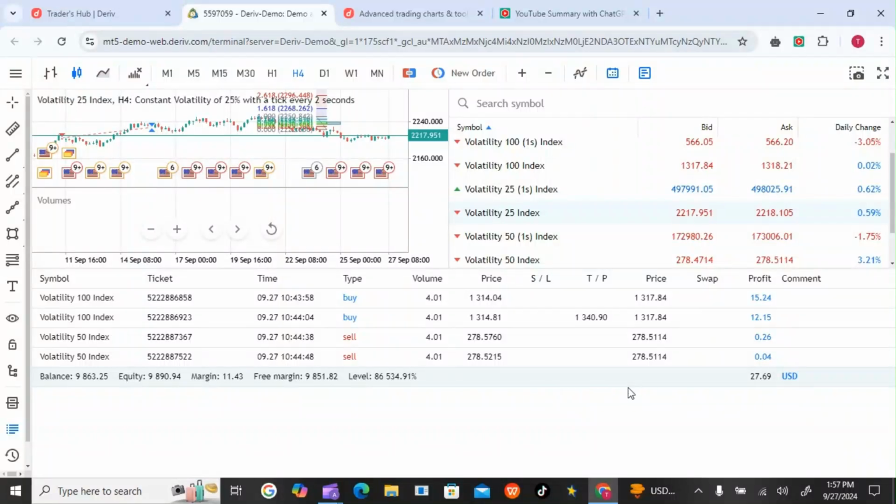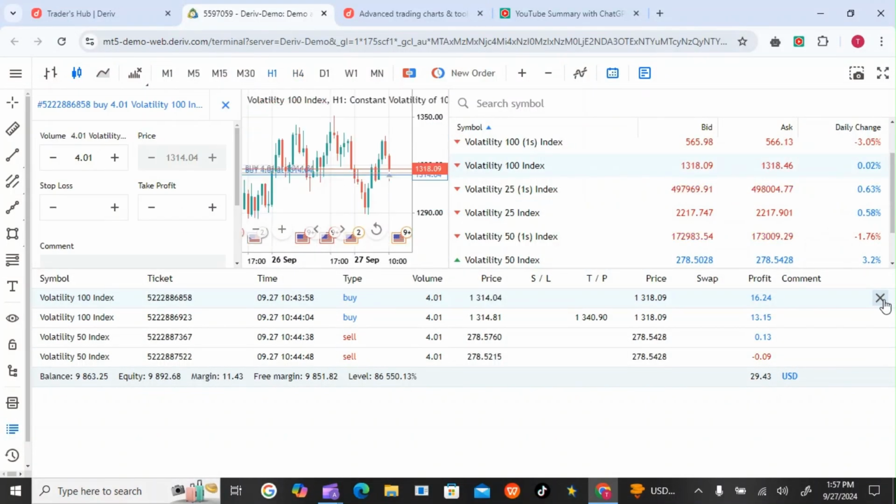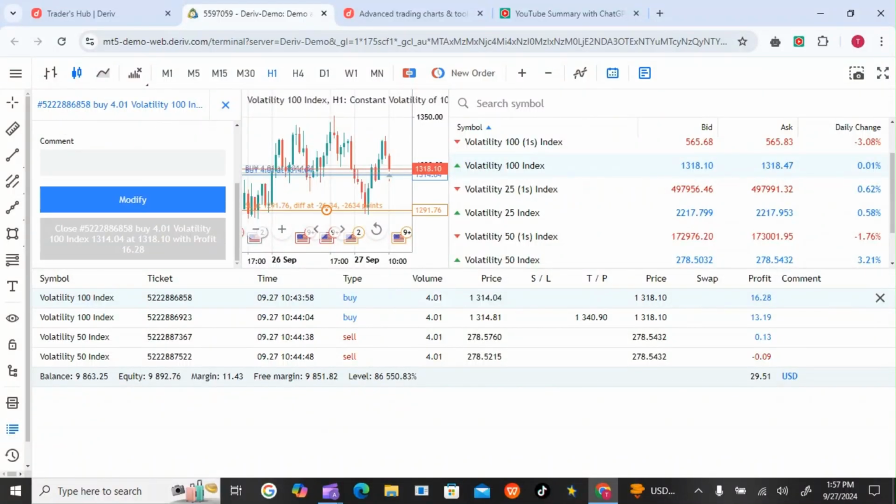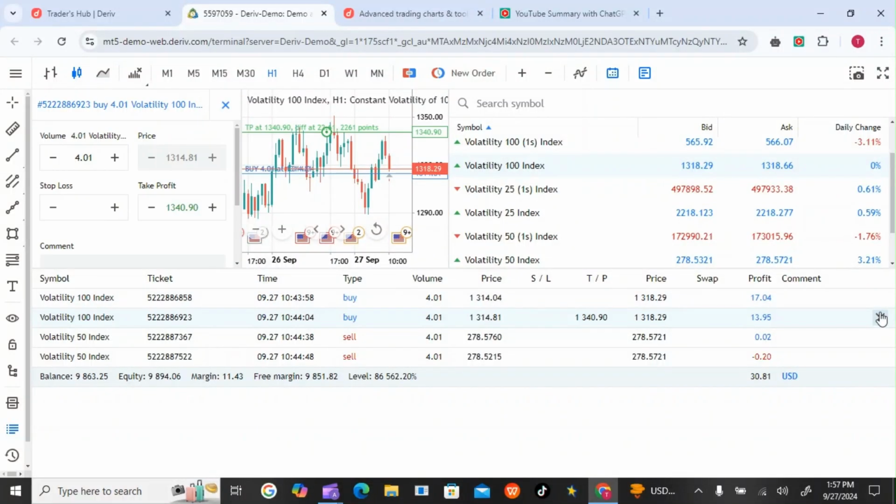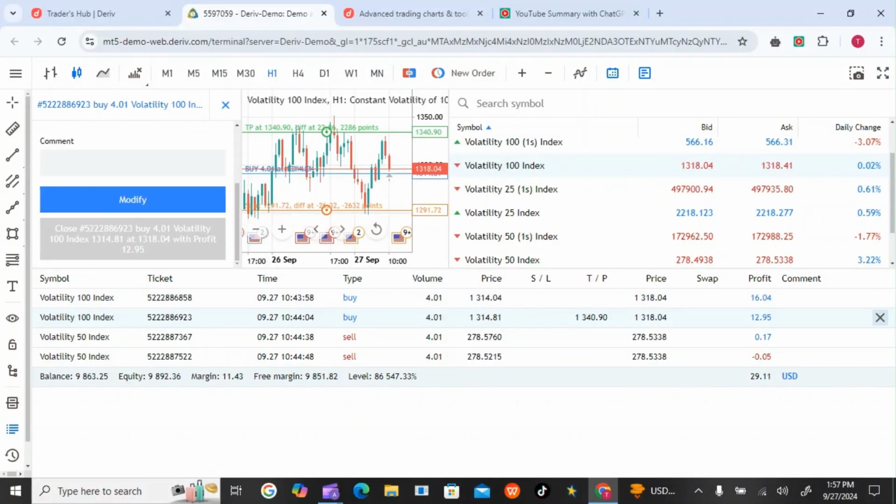Guys, after waiting for a small period of time, you can see my trades are already working well. So to cross all of them, I'll just wait for this one. I'll just come and cross using here. So you just come and cross your trade here. I don't know why it's behaving that way, and you can see we are at 29 points.